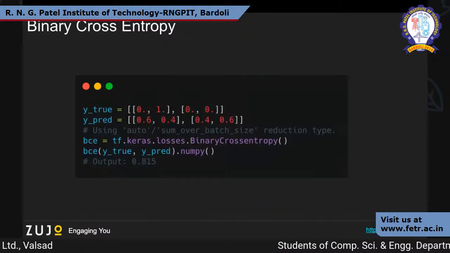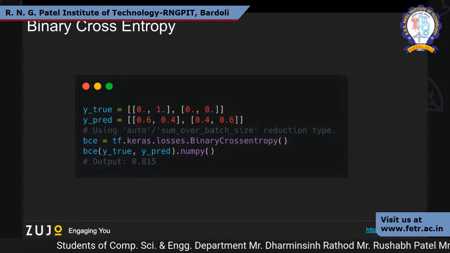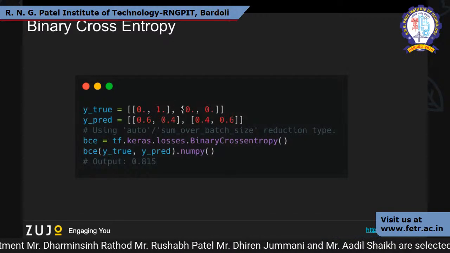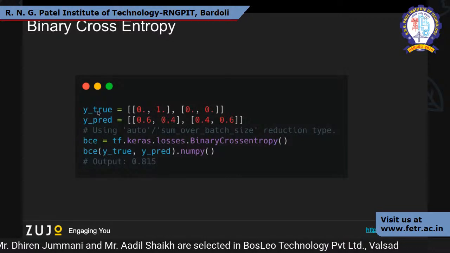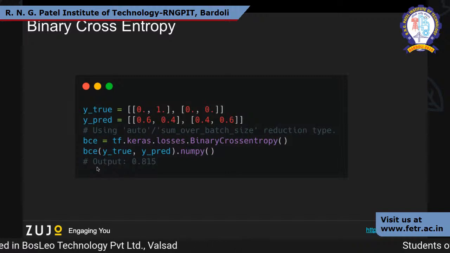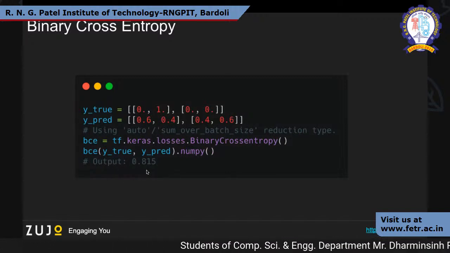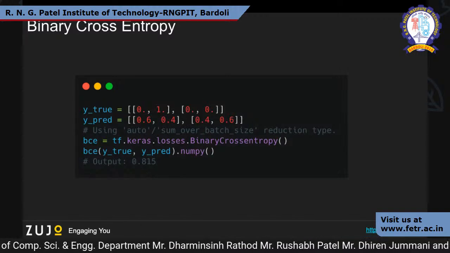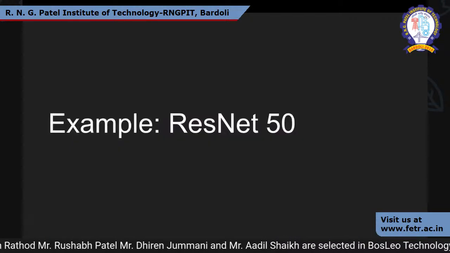Okay, let's move next. This is the basic example of binary cross entropy in TensorFlow, as we had explored in the last part. Actual value, predicted value, and the difference in between. And you can see the output over here is 0.815, which is the loss basically, used to penalize your neural network, right?